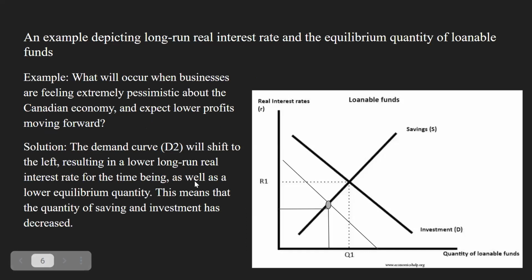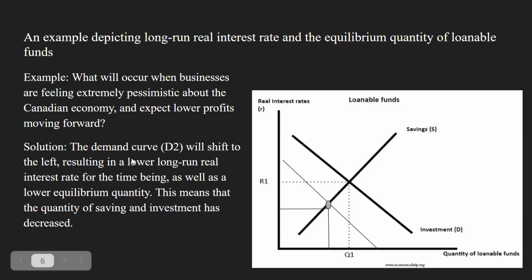And then my example as well. So this example depicts the long run real interest rate and the equilibrium quantity of loanable funds. What will occur when businesses are feeling extremely pessimistic about the Canadian economy and expect lower profits moving forward? If we look at the graph here, when businesses are feeling extremely pessimistic, the graph will shift left as they will want to invest less of course. As a result of this, the real interest rate will also go down right here, and the quantity of loanable funds will also shift left.